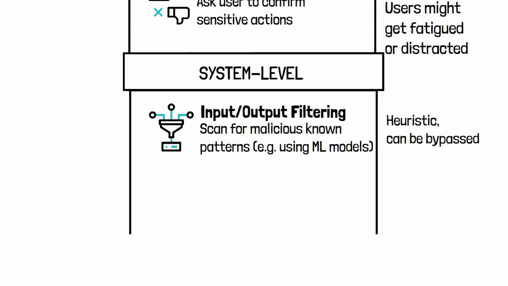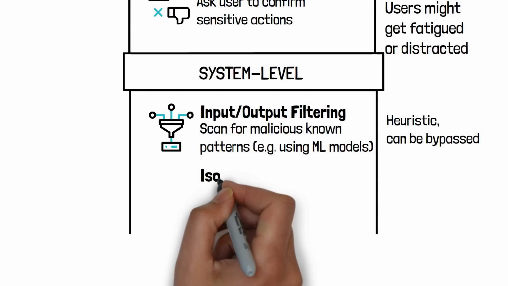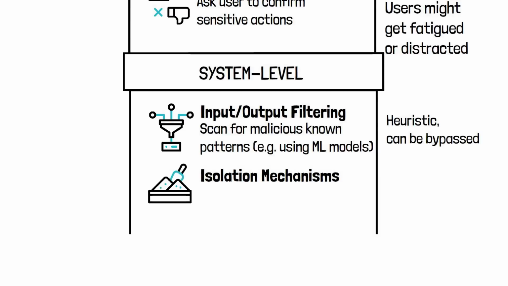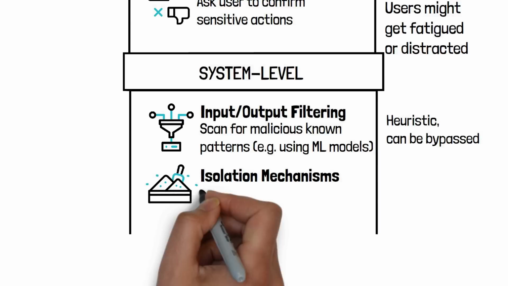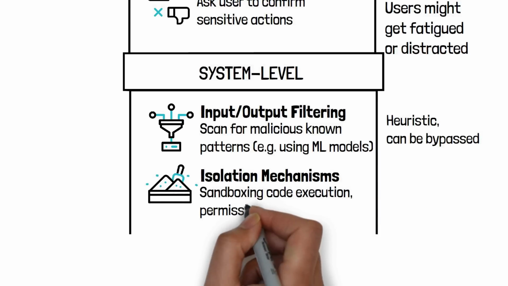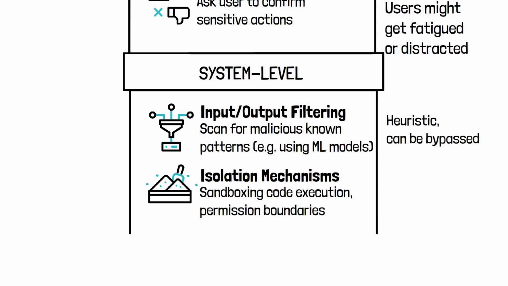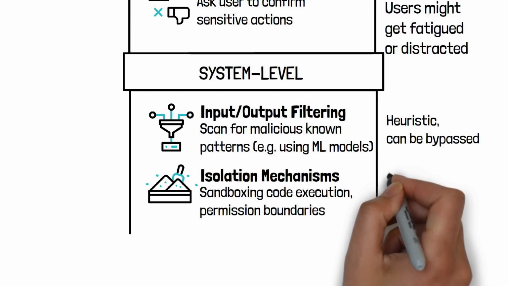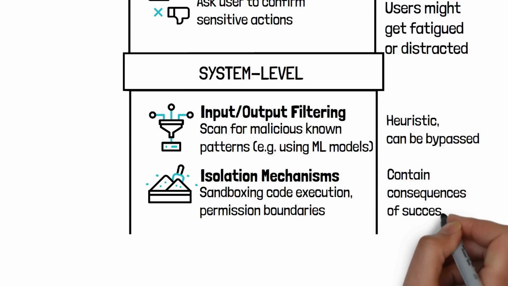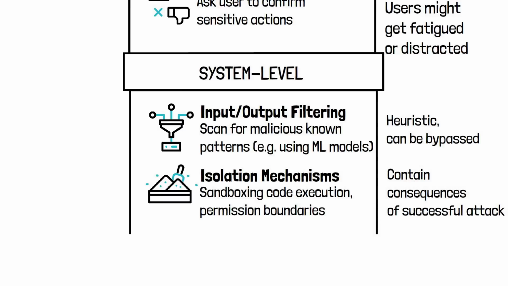The second category of system-level defenses is isolation mechanisms. These include sandboxing tool execution, enforcing permission boundaries, and in general making sure that even if injection occurs, the consequences are tightly contained. Crucially, the 6 design patterns outlined in the paper are themselves structured implementations of these isolation concepts, as we'll see shortly.